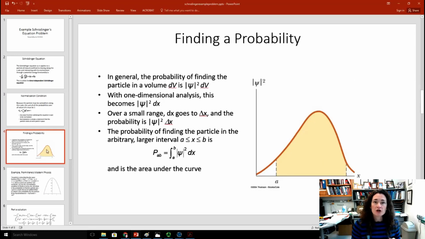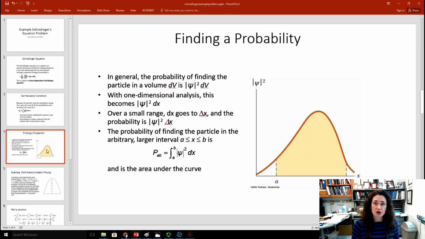Also, you can use this wave function to find the probability. Remember, we have our probability density function, which is the absolute value of our wave function squared. If you have a three-dimensional problem and you're trying to solve for the probability that the particle lies within a very, very small range of possible locations, then you can take that probability density function, absolute value of psi squared, and multiply it times your little dV or your little delta x. So that's how you find your probability over a small range.